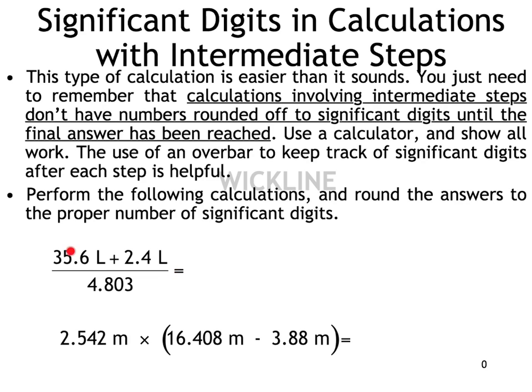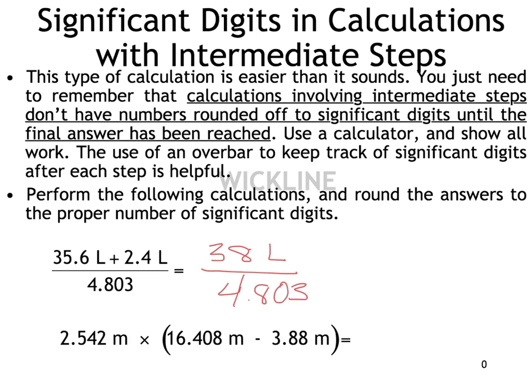Let's go ahead and do the 35.6 and the 2.4 now. So you'll need to add those 2 numbers together. You can pause while you do that. I'm getting 38 even. I even double checked just to make sure. So I got 38 even, that's liters. And then over 4.803, that doesn't have a unit.